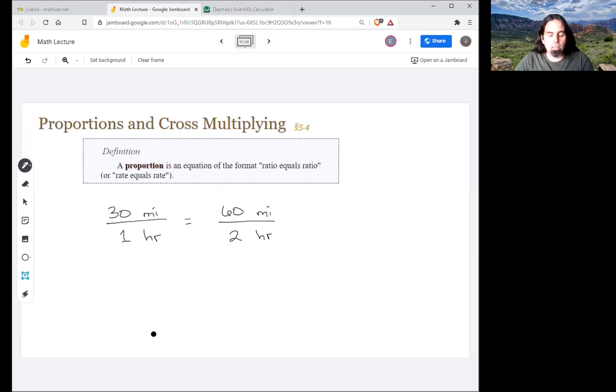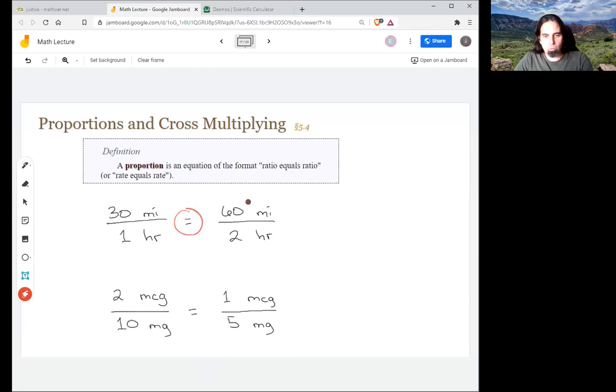Or I could say that the medicine has 2 micrograms of active ingredient per 10 milligrams of medicine. And that would be the same as 1 microgram of active ingredient if you only measured out 5 milligrams of the medicine, or something like that. So we have a ratio or a rate equals another ratio or a rate. If we had anything else, it's not a proportion.